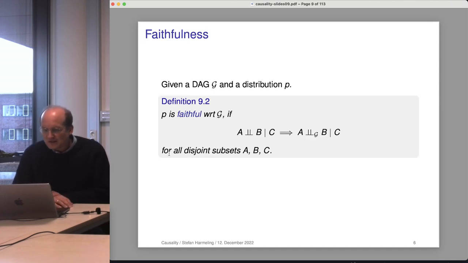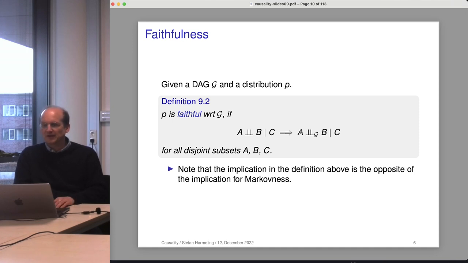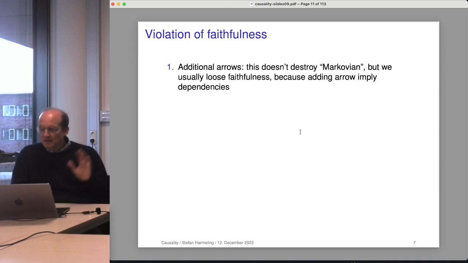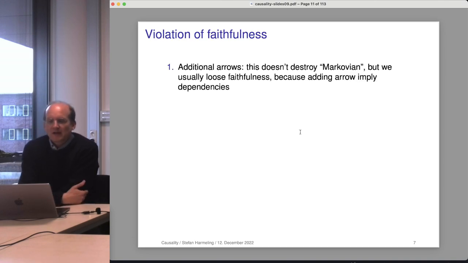So here's the definition. If an independency also implies a d-separation in the graph, then we would say that P is faithful with respect to this graph G. So it's like the opposite of being Markovian, right? P is Markovian with respect to G if we have the implication from separation to independence, and P is faithful if an independency implies a d-separation in the graph. Okay, so that's faithfulness. As I said, it's the opposite. So how can I violate the faithfulness? We have seen already an example, so we can add arrows. So that's a simple one, right?